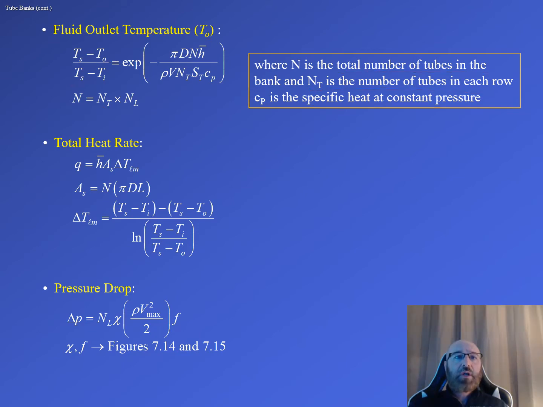So now taking a look at our total heat rate relationship, we can see that our q is equal to our h bar times A_s times our delta T, where our A_s is given by this following relationship here based on the dimensions of our object.